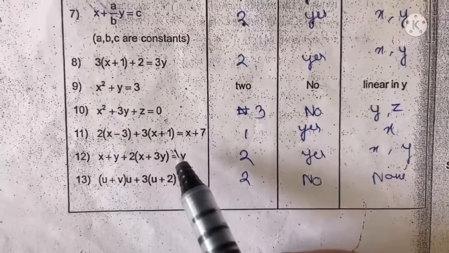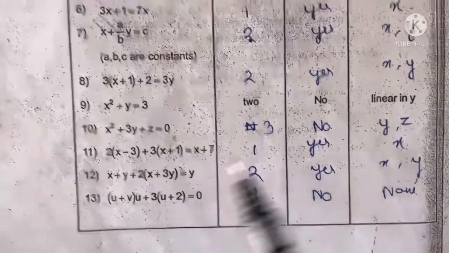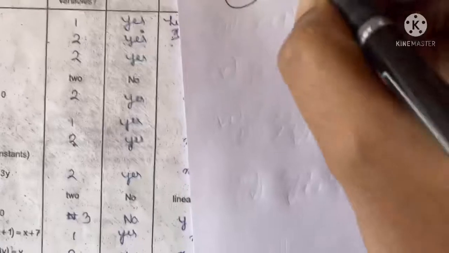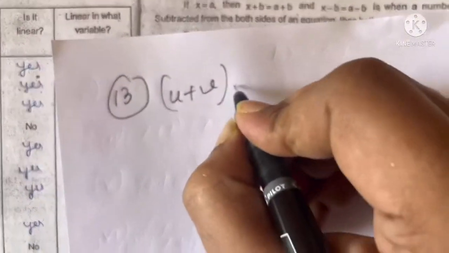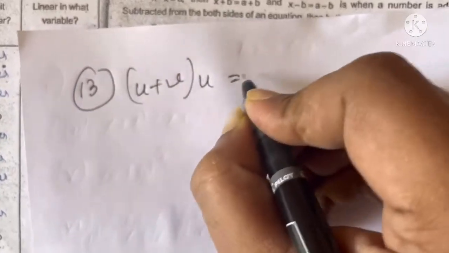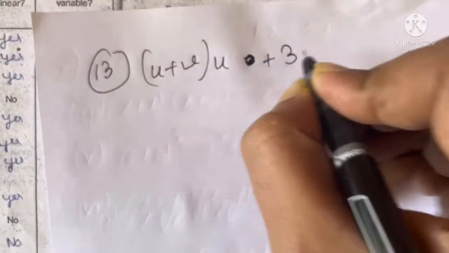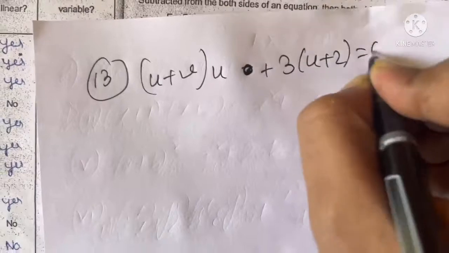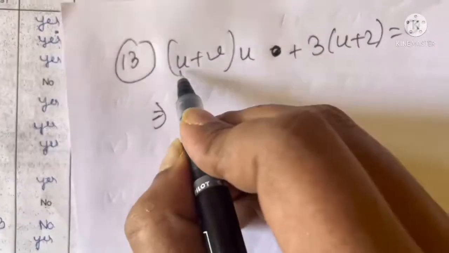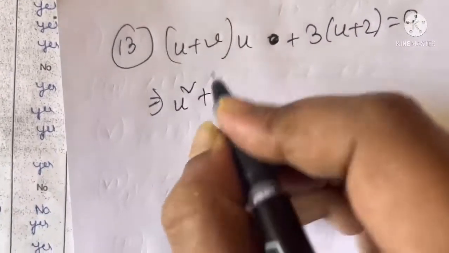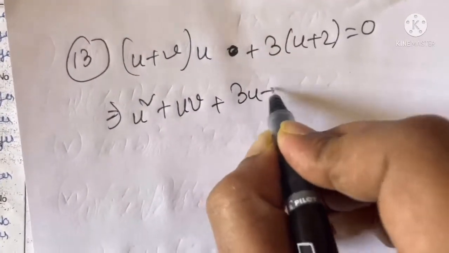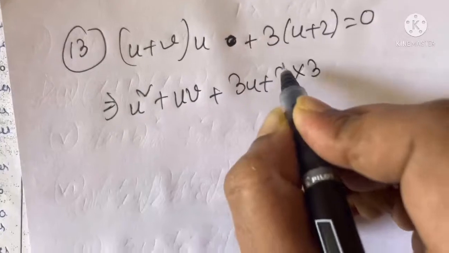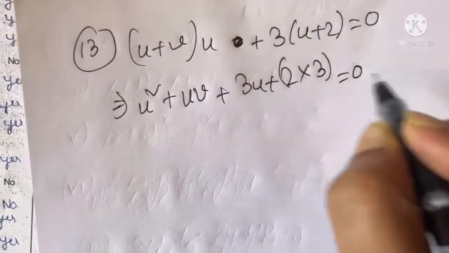For these sums, you have to break the bracket. Okay. Let's look at number 13. Let us try to solve it. So what is given in number 13? It has been given u plus v into u plus 3 into u plus 2 equal to 0. So if we break the bracket, u into u is u square, plus u into v is uv, plus thrice u, plus 2 into 3, which is 6, equal to 0.